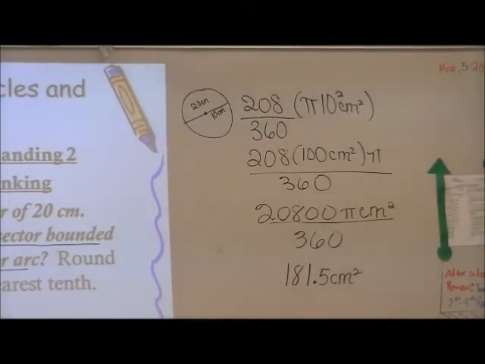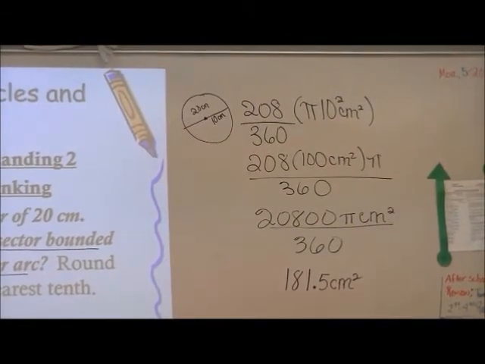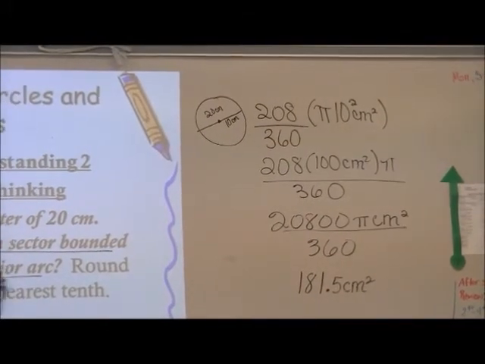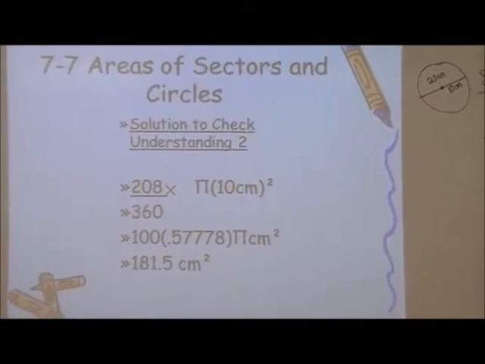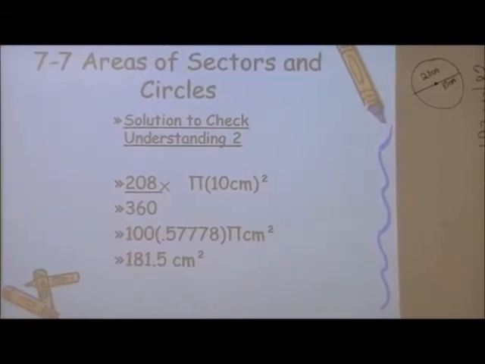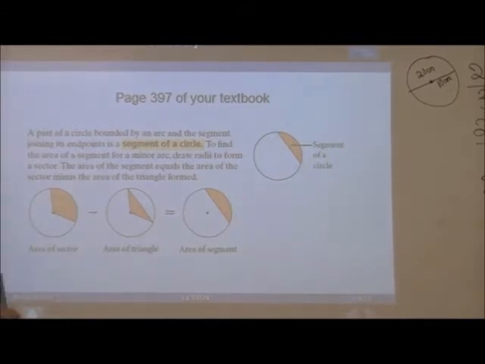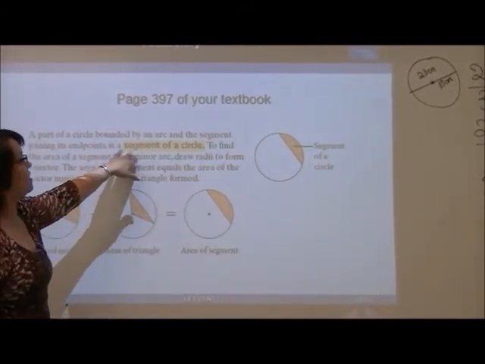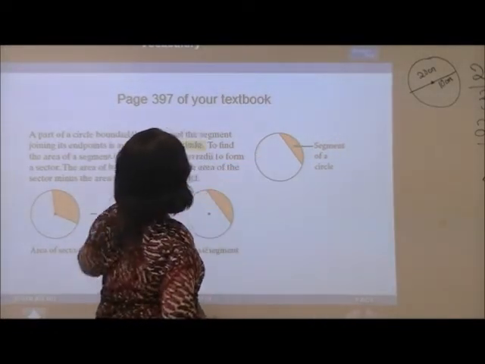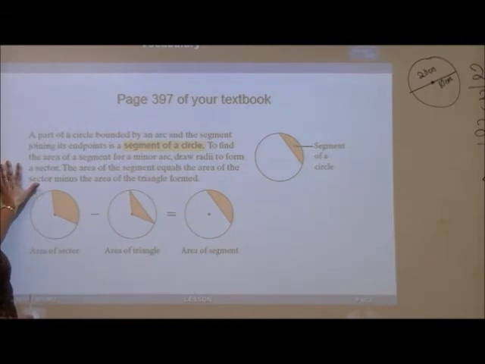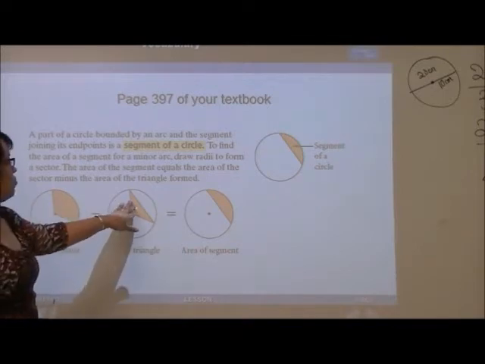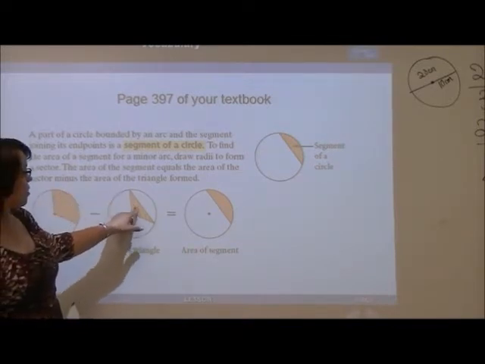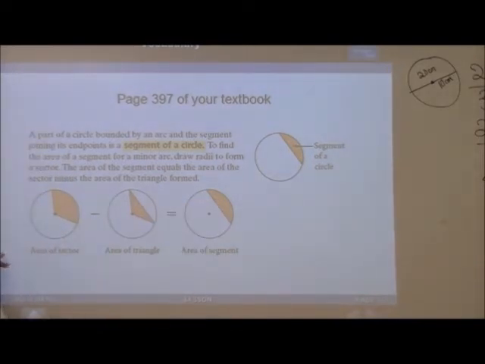Now we're going to move to slide number 8, which is the last one you really need to learn. And let me go ahead and erase this. This is on page 397 of your textbook, if that helps you. Here's the solution. Okay. A part of a circle bounded by an arc and the segment joining its endpoint is a segment of the circle. So here we have the segment of the circle. If you want to find the area of the segment for a minor arc, draw radii to form a sector. Okay, the area of the segment equals the area of the sector minus the area of the triangle. Because if you take this whole piece and you take out the triangle, then that's what you have left. So I'm going to show you an example on this.